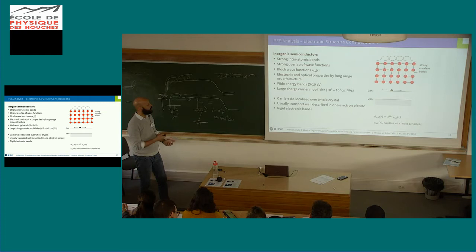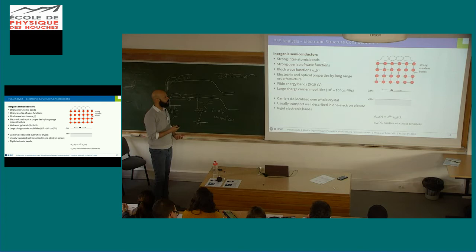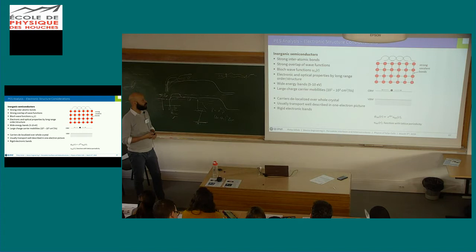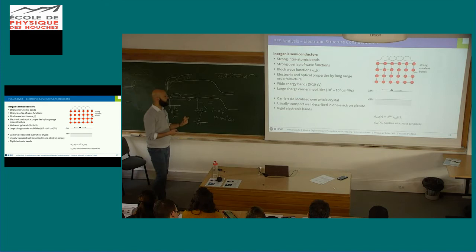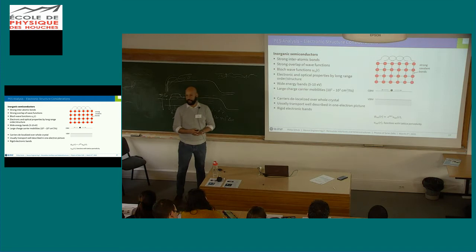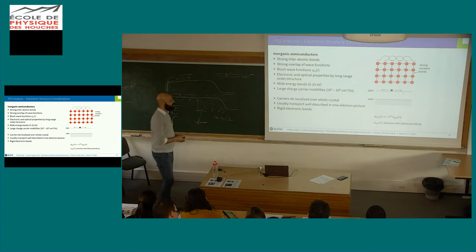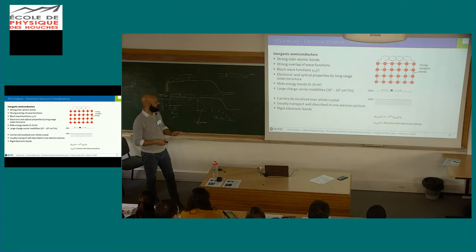The inorganic semiconductor has strong interatomic bonds. So there's a strong overlap of wave functions. You have these Bloch wave functions that expand over space. And thus, the electronic and optical properties are following this long-range order and structure. We usually have wide energy bands, which you can see then in the density of states, and not discrete energy levels any longer. And charge carrier mobilities are on the order of 100 to 1,000 square centimeter per volt second. Of course, this again is very simplified, right? You can get other carrier mobilities, but for instance, in silicon at room temperature, you have 1,400. So you can get in inorganic materials to high values relatively easy, and the carriers are delocalized over the entire crystal.